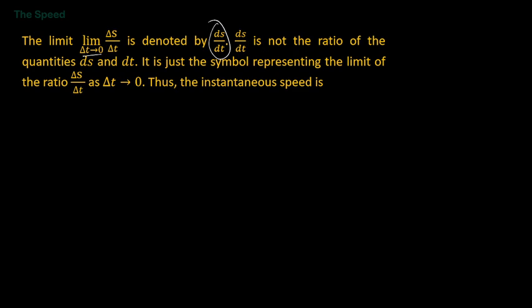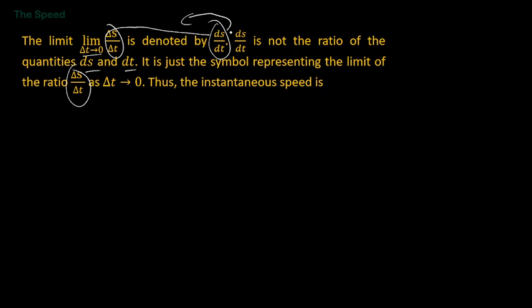ds by dt is not the ratio of the quantities ds and dt. It is just the symbol representing the limit of the ratio as delta t tends to 0. ds and dt are infinitesimal changes and therefore they are not a definite number. Their values are not represented by a definite number. They are infinitesimal changes because ds by dt is just the way of expressing the fact that it is the limiting value of the ratio of distance and time as delta t tends to 0.